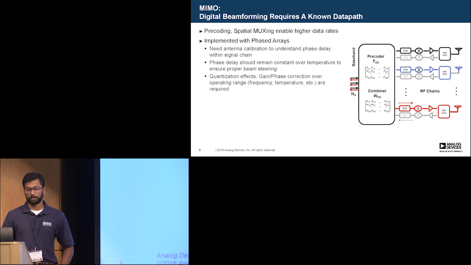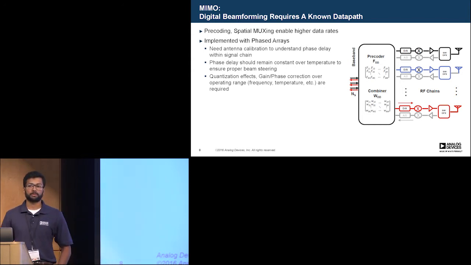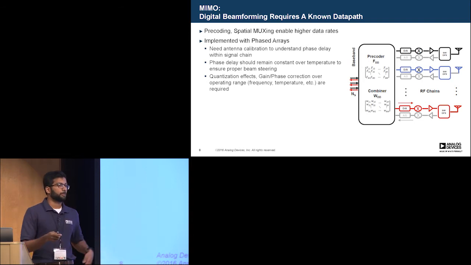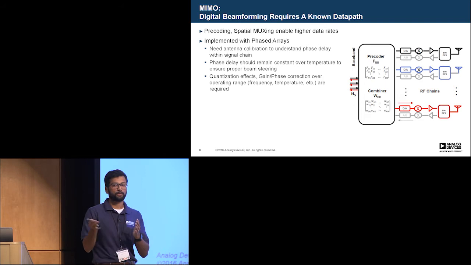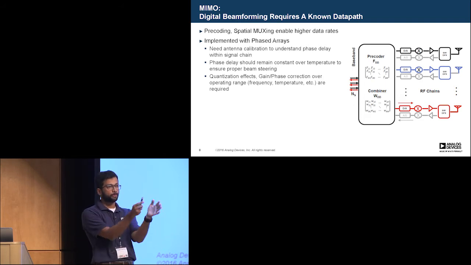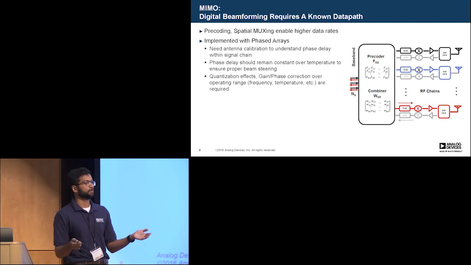You might do an antenna cal with a phased array to understand the phase delay in the signal chain. But if that changes over temperature and over your frequency range, then you have to recalibrate again, which is an overhead in terms of time and also in terms of throughput. That really affects where you're pointed. If your phase changes even 5 degrees over temperature, and you wanted to point here, you might end up pointing here. That's a big deal for anyone who designs phased arrays.